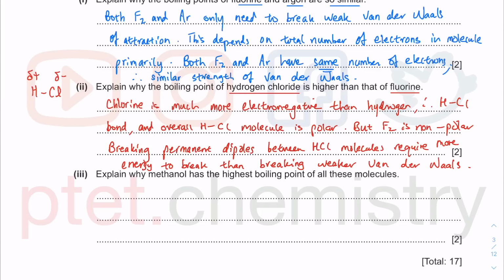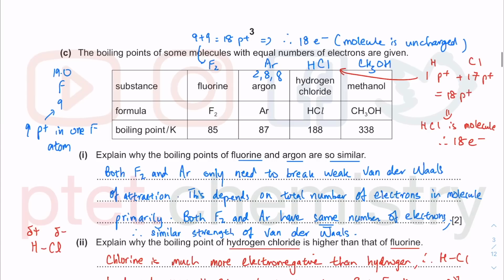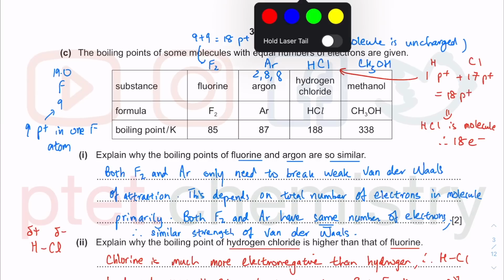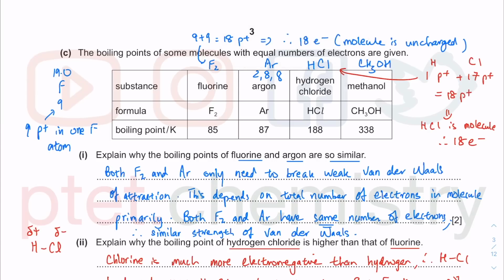Last but not least, why does methanol have the highest boiling point out of all of them? You can see the trend now. Actually, I didn't have to calculate the number of electrons. I don't know why, but I should have read the question. Equal number of electrons there. But of course, it was quite fun to show you how they have equal number of electrons, based on the number of protons equal to the number of electrons since these are all molecules. So methanol must have 18 electrons as well, but the boiling point is so much higher.